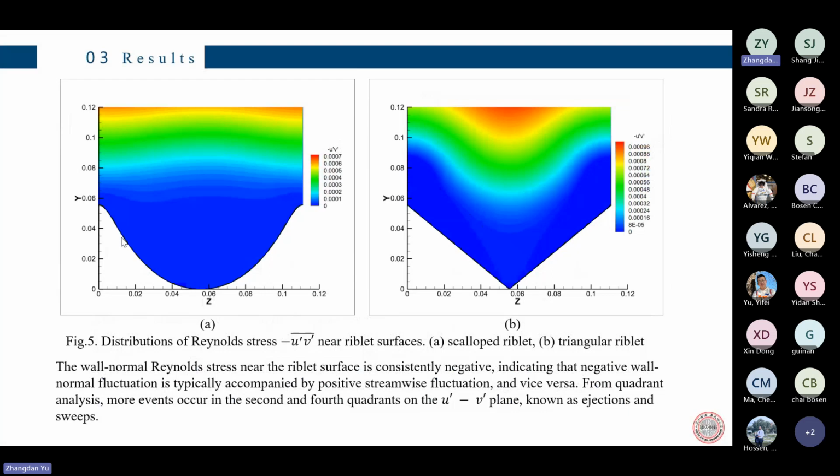The Reynolds shear stress represents the conversion of streamwise turbulence to wall normal motion, reflecting the degree of vertical mixing in the flow field. The triangular riblets show a W-shaped pattern in the wall normal Reynolds stress, indicating more intense vertical mixing in the near wall region.